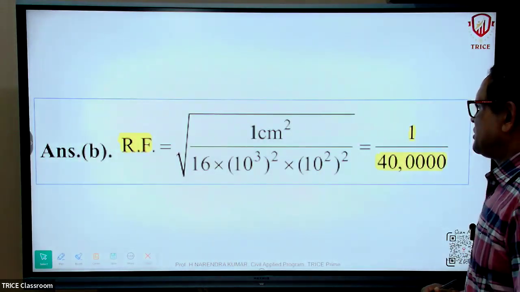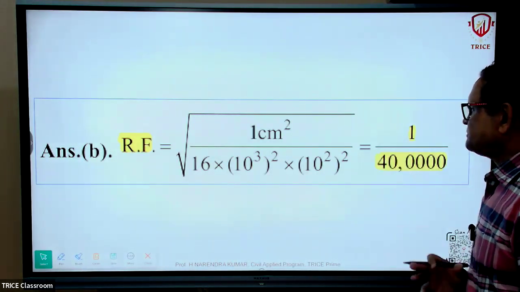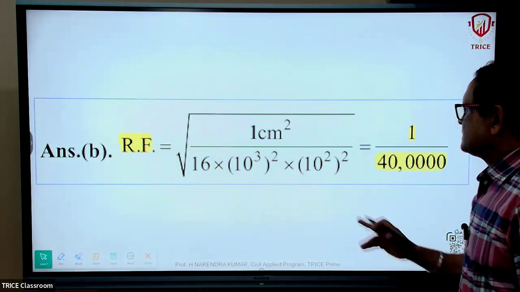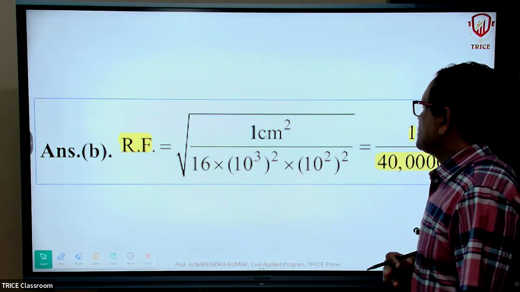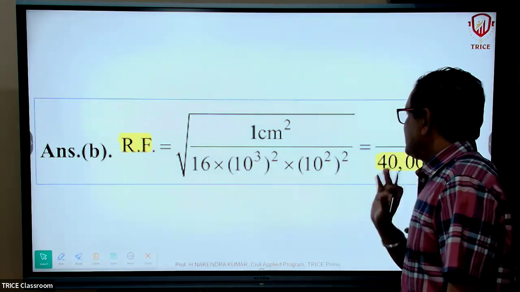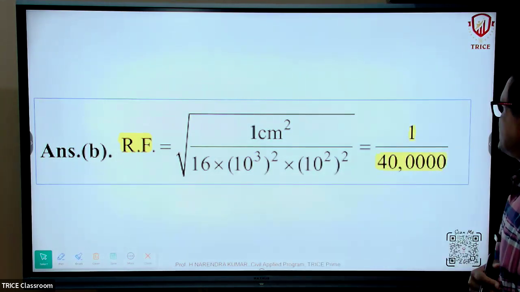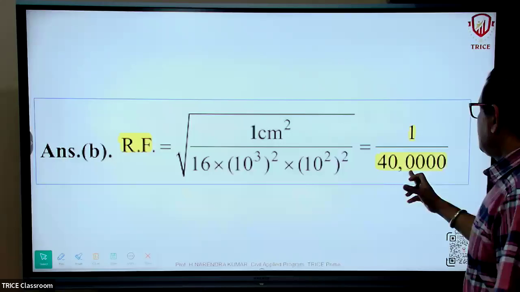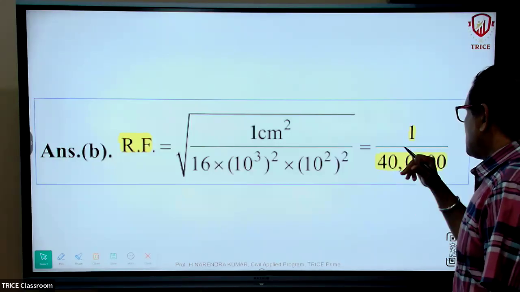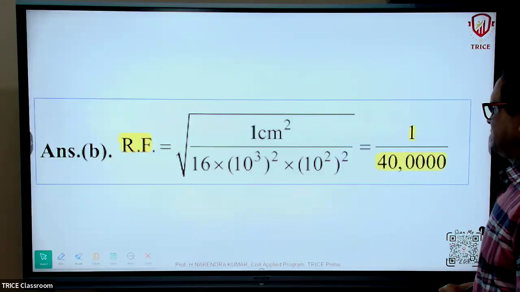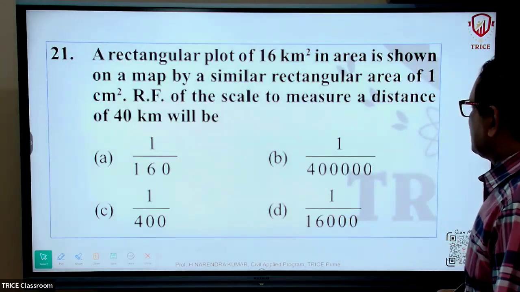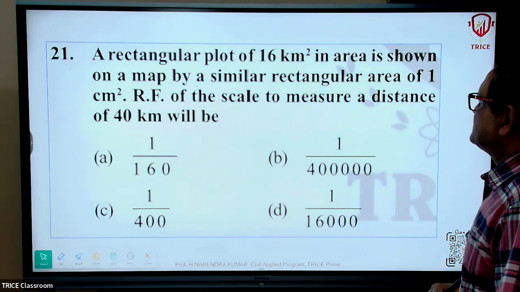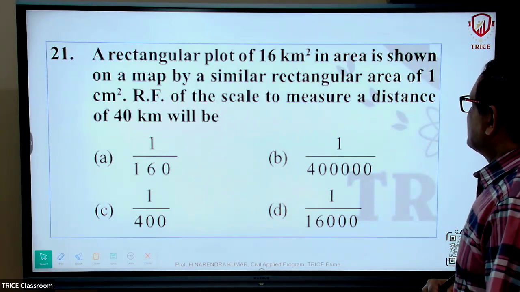So RF is equal to 1 centimeter square, that is on the plan, divided by 16 kilometer square, that is taken care of here. So it becomes 1 by 4 lakhs. That is the RF value. So easy for you to calculate. You got it? So very simple.